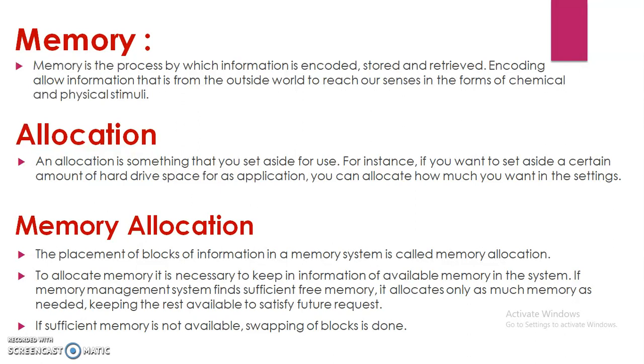Memory allocation. The placement of a block of information in the memory system is called memory allocation. To allocate memory, it is necessary to keep the information of available memory in the system. If the memory management system finds sufficient free memory, it allocates only as much memory as needed, keeping the rest available to satisfy future requests. If sufficient memory is not available, swapping of blocks is done.